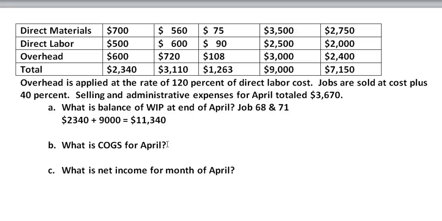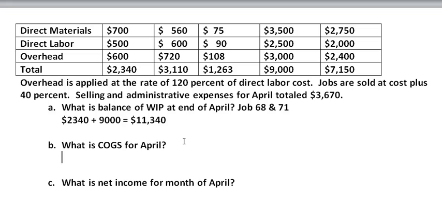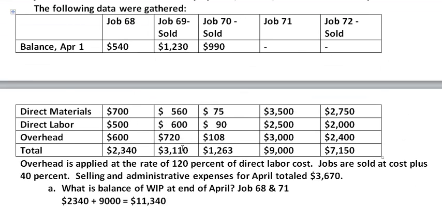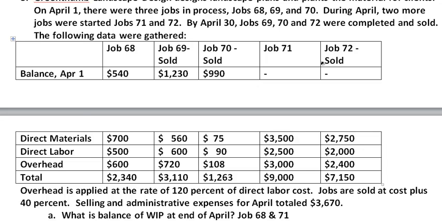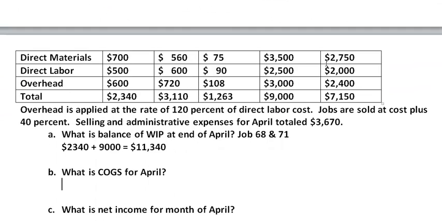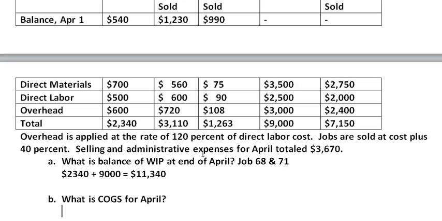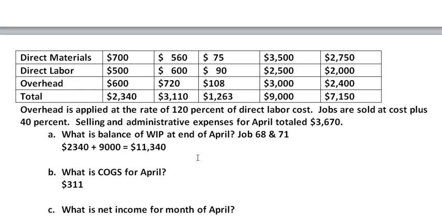Then it's asking for cost of goods sold. Cost of goods sold is going to be the jobs that were sold. It tells you that 69, 70, and 72 were sold. So the cost of those jobs is what's going to be in your cost of goods sold account. You've got $3,110 from 69, $1,263 from job 70, and $7,150 from job 72. So that's going to give you a total of $11,523.